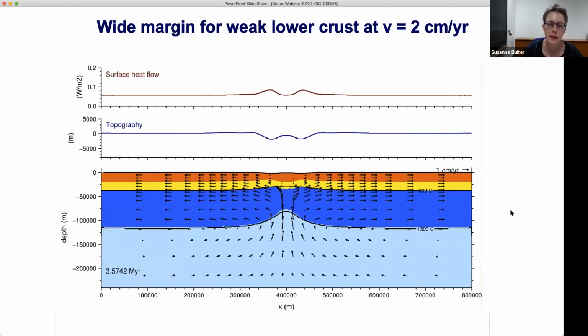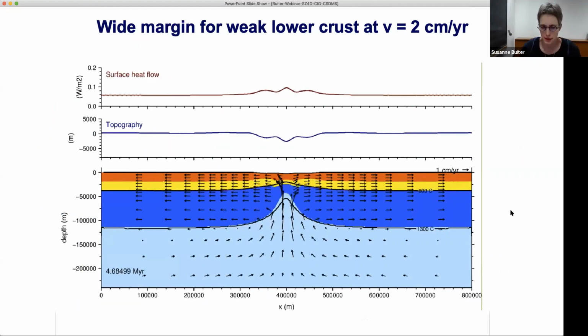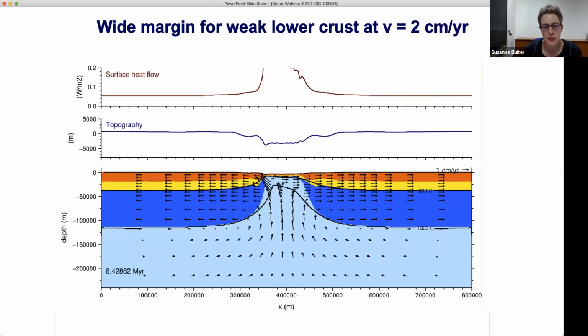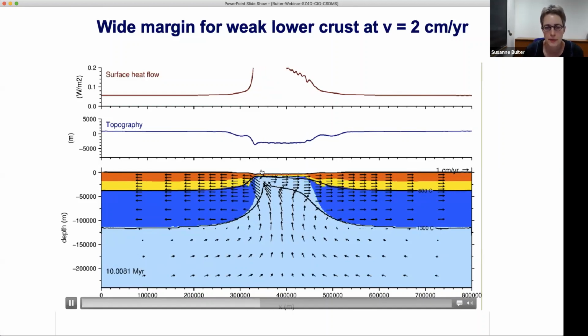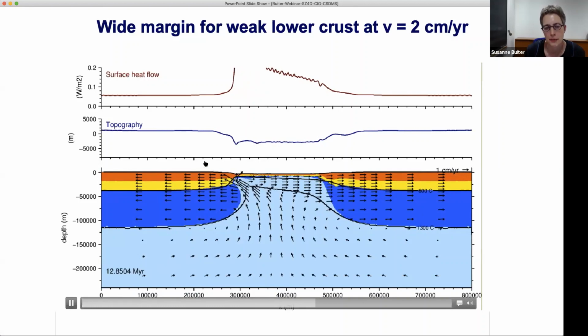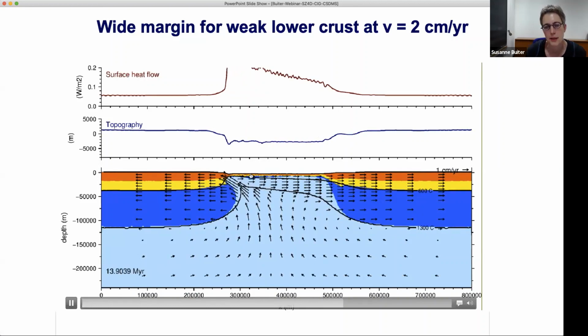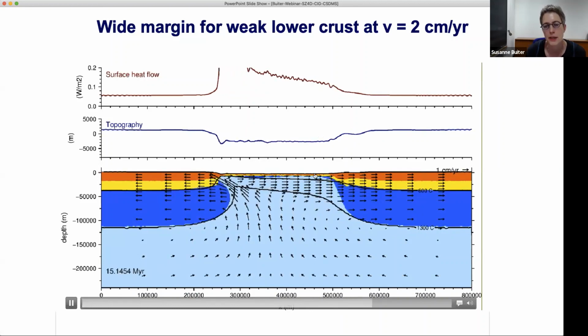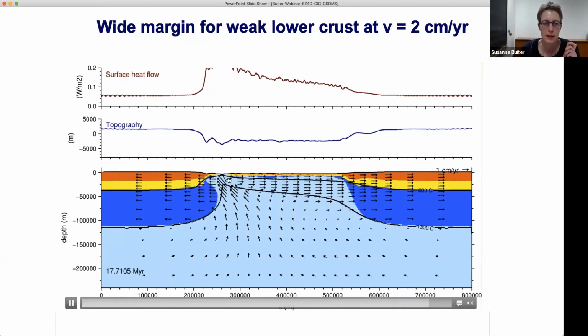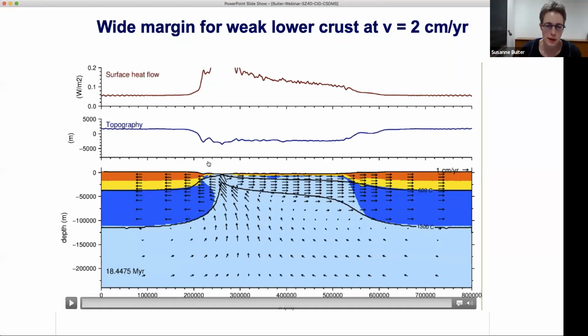So initially, I should move my mouse, right? The model is initially quite symmetric, but then you can see how the center of extension is moving here towards the left. And it's kind of peeling material away from the left margin and transferring that to the right margin. And you can see here this wide region that's forming of thin continental crust. And then we get breakup here. So now we have created a system where we have a narrow margin on the left, and we have a wide margin on the right.